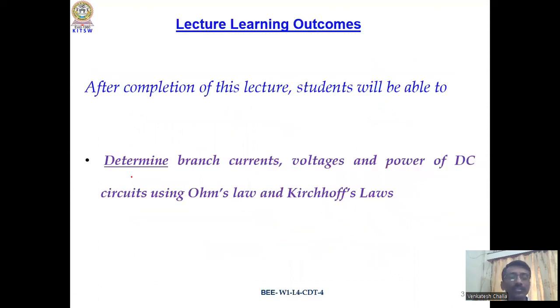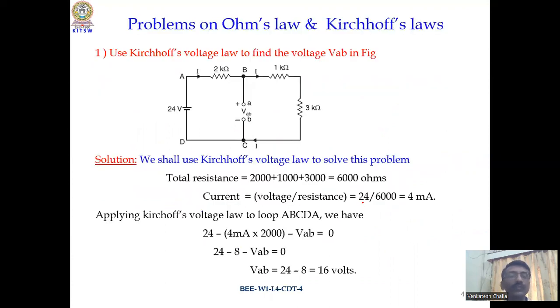By the end of this session, we should be able to determine branch current, voltage, and power of DC circuits using Ohm's law and Kirchhoff's laws. So consider this circuit. Use Kirchhoff's voltage law to find the voltage VAB in the given figure. So where is VAB? This is A and this is B. What is the voltage between these two points? We can also represent it like this. This is VAB, and this VAB I want.